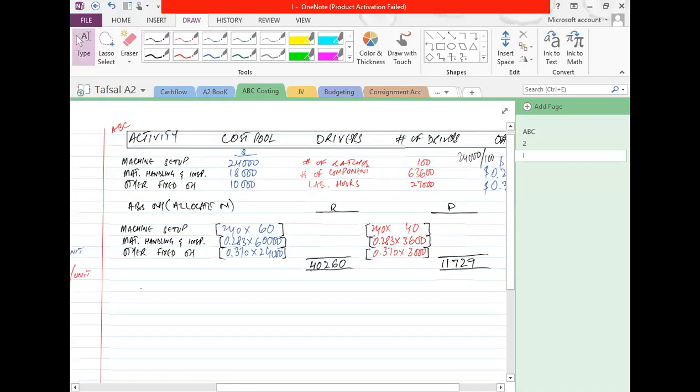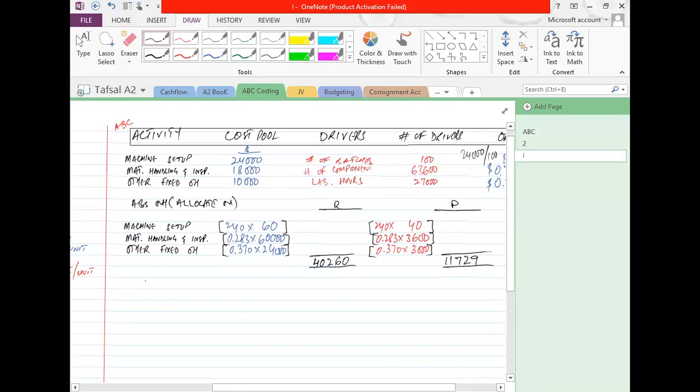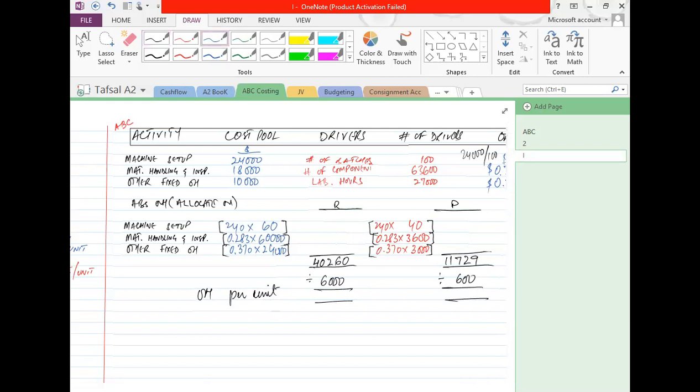Now we are going for overhead per unit. For overhead per unit, we need to divide them by the number of units. 6,000, number of units 600. So we'll get the overhead per unit. Calculators. Kindly verify from your calculators.